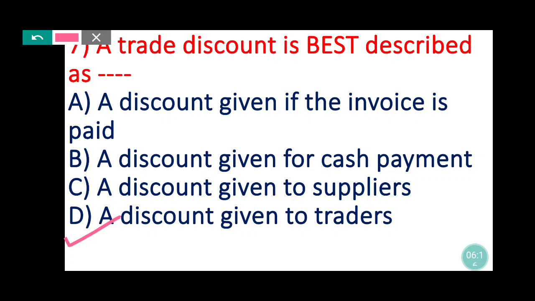We are taking the best option. So discount given for cash payment is known as cash discount. Discount given to suppliers? Of course not suppliers. We are giving discount to the ones who are buying from us. They are not our suppliers, but the traders who buy in bulk to sell again to others. So they are buying in bulk, they are selling to the other customers, so they get a trade discount.